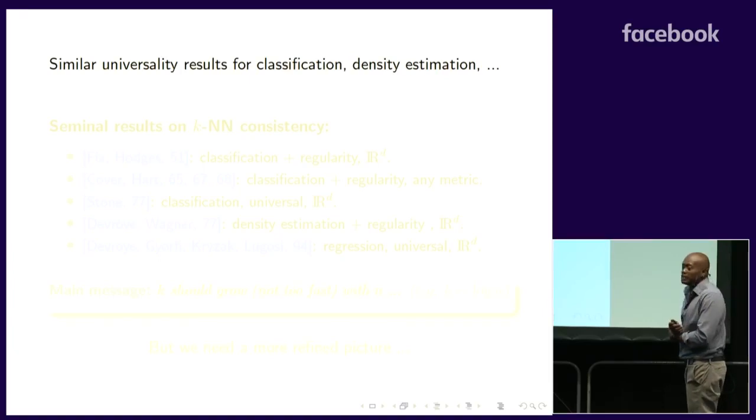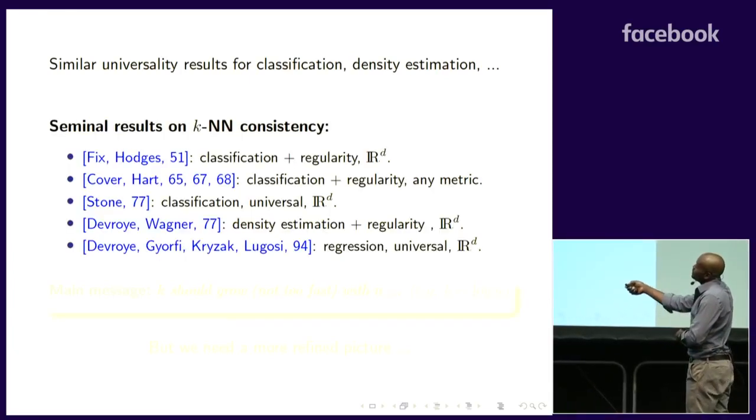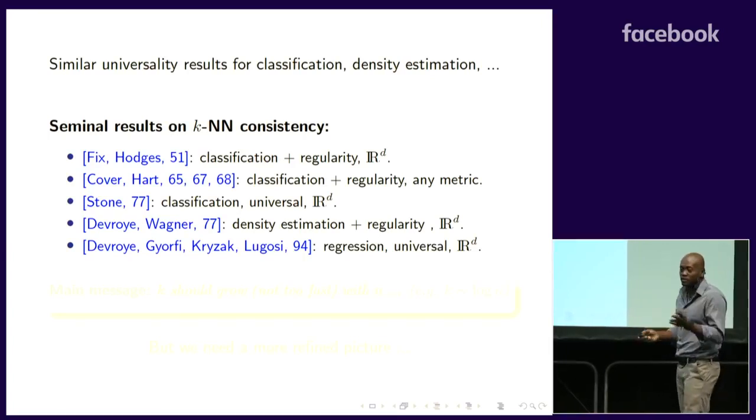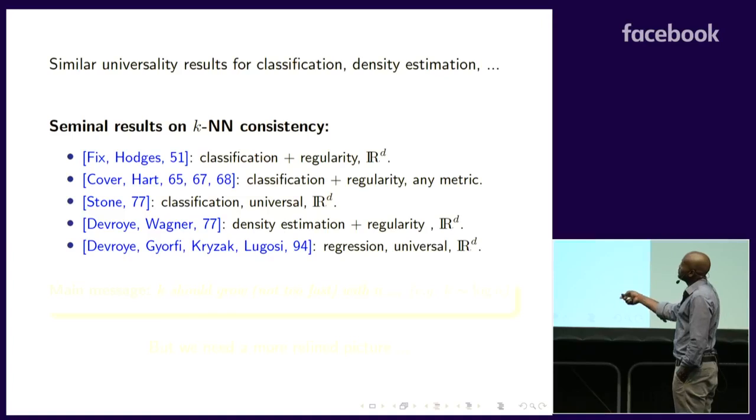Much of these results started very early. The seminal results started in 1951 by Fix and Hodges for classification plus some regularity conditions. And then eventually Stone removed much of the regularity conditions and was able to get it for any function.